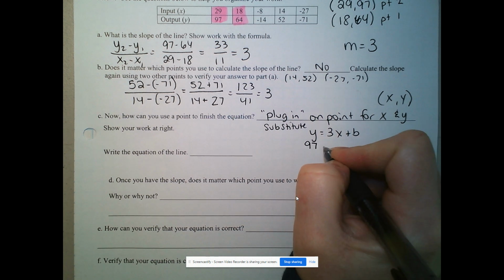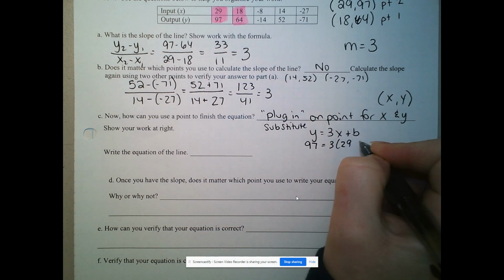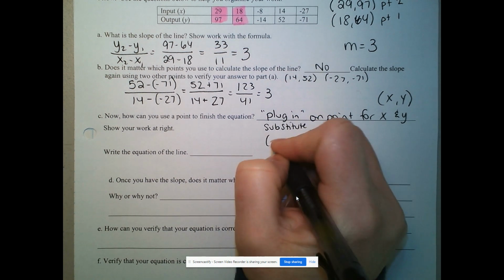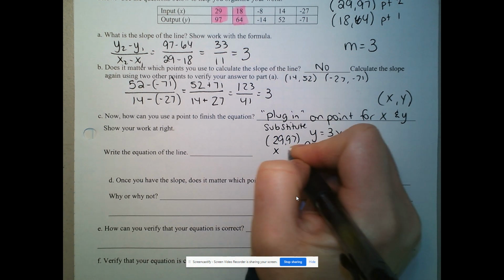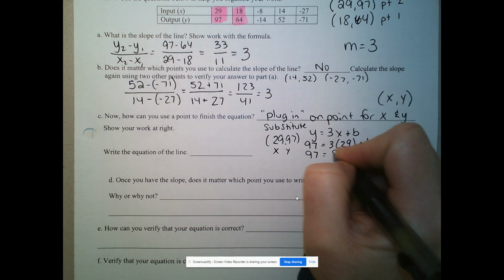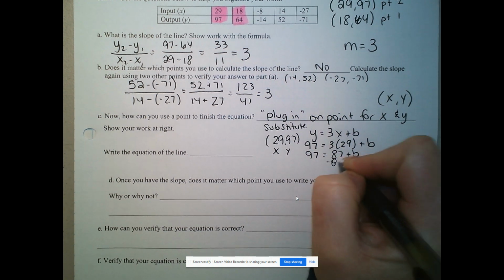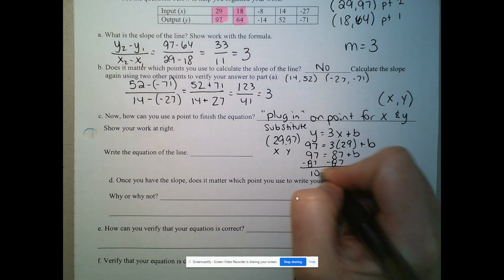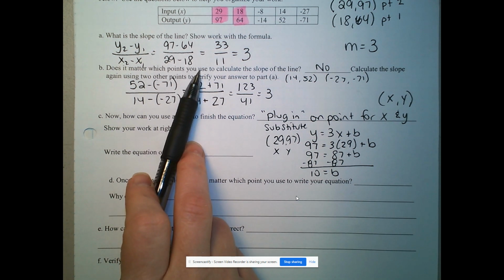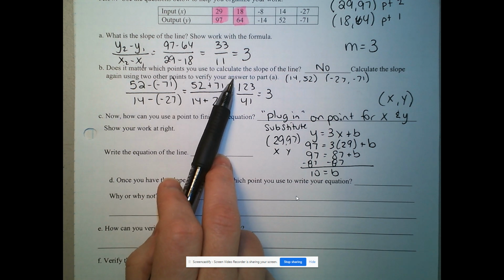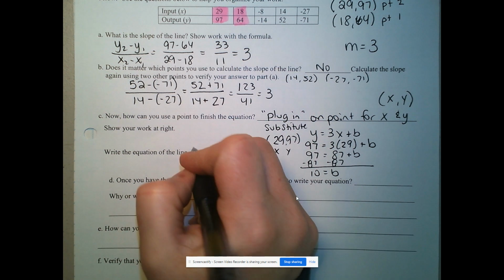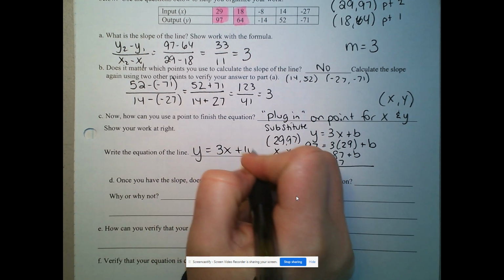So 3 times 29, which is the x. Sorry, 97 is the y coordinate, 29 is the x coordinate. The point was (29, 97), so that's my x and my y, and plus b, which I don't know. And so it's 97 equals 87 plus b. And I take away 87 from both sides, and I get 10 equals b. That's it, guys. All we added was the extra step up here of 2 points. You have to find the slope instead of being given the slope. And then you use the slope and one of the coordinates to find the b value. So we have y equals 3x plus 10.